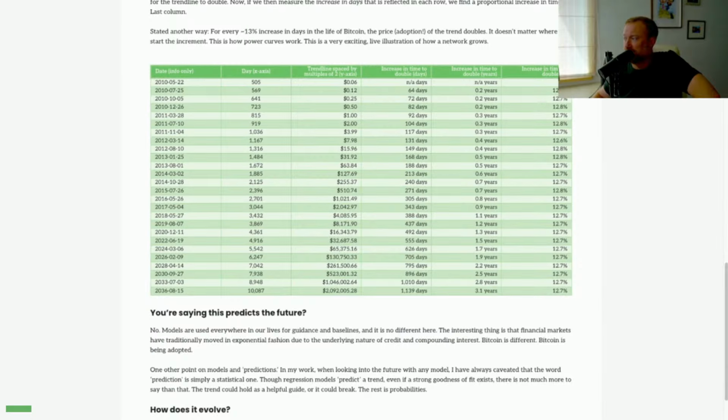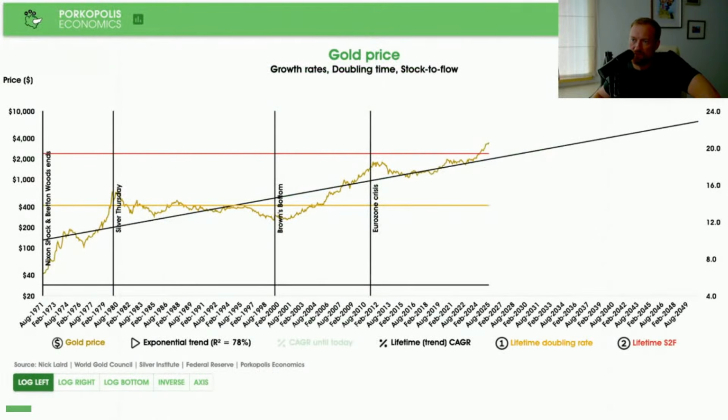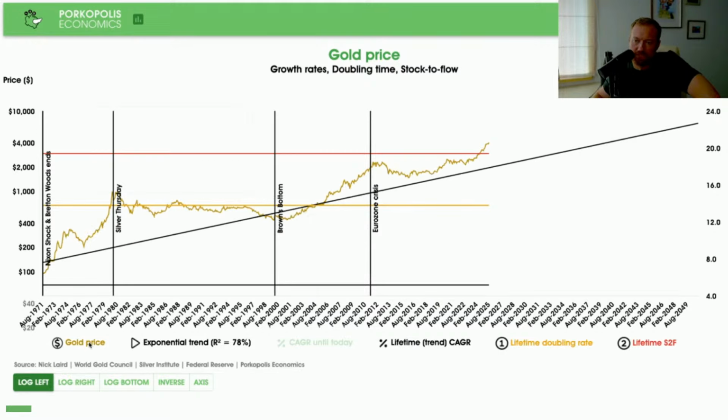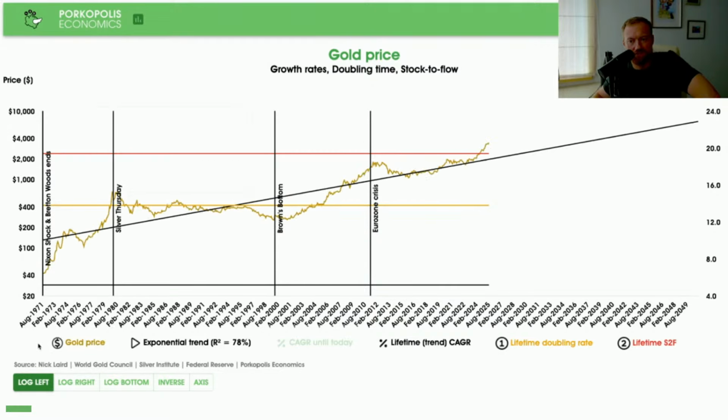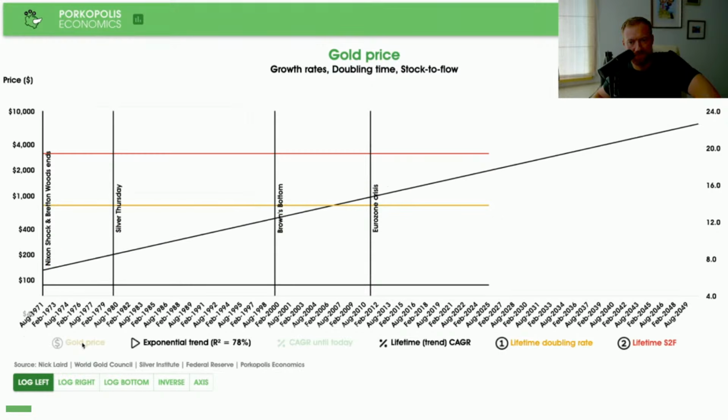Okay, so let me put up, again, an exponential asset, such as gold. Give me 1 second. So here's gold. Here's the price. There's the price, log scale, gold price.